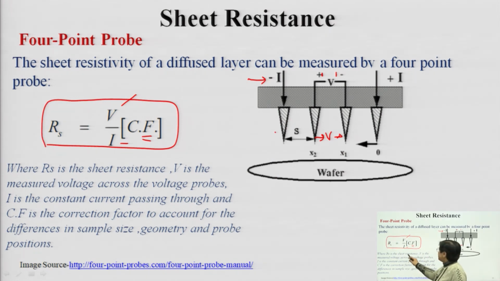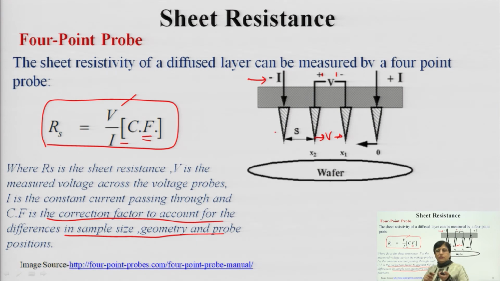So, RS is the sheet resistance, V is the measured voltage across the 2 probes, and the correction factor accounts for the difference in sample size, geometry and probe positions, that is, the positions of the probes and the size and geometry of the sample.